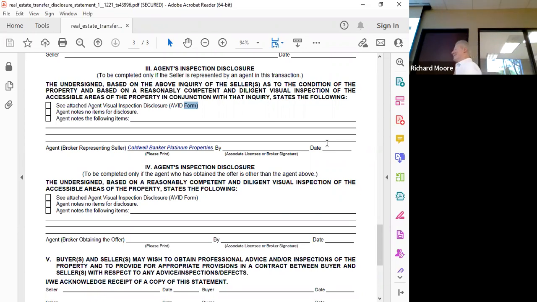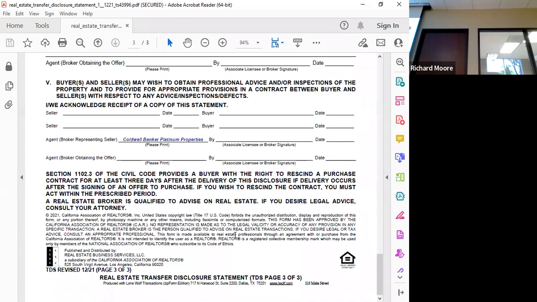Rescission, cancellation would be another term. And actually, would you go to the very bottom of the last page, Carlos? It talks about rescission right here. 3 days after delivery, that's if in person, and obviously 5 days if mailed or sent electronically. And then can a buyer waive their right to receive the TDS? No, they can't.